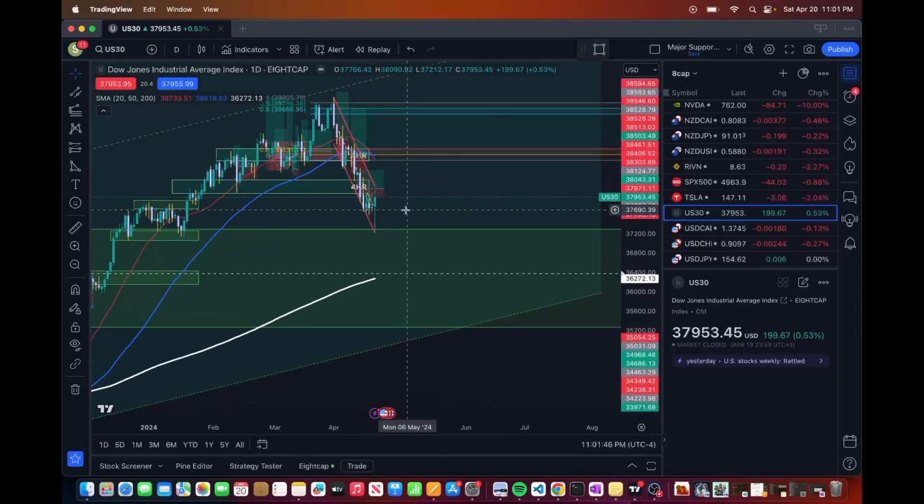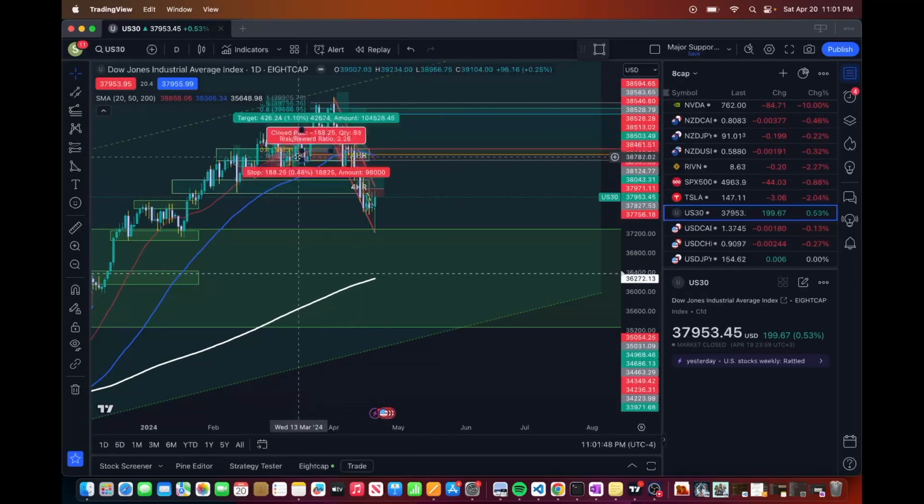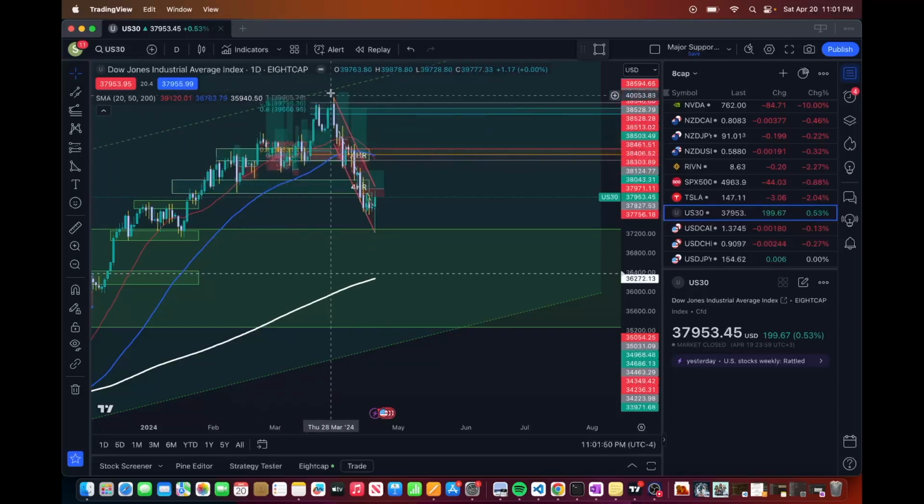All right, so looking at the daily in the Dow, there's this kind of action that was happening over here. This seems like a break and retest, goes all the way up to this area, and then drops like crazy.